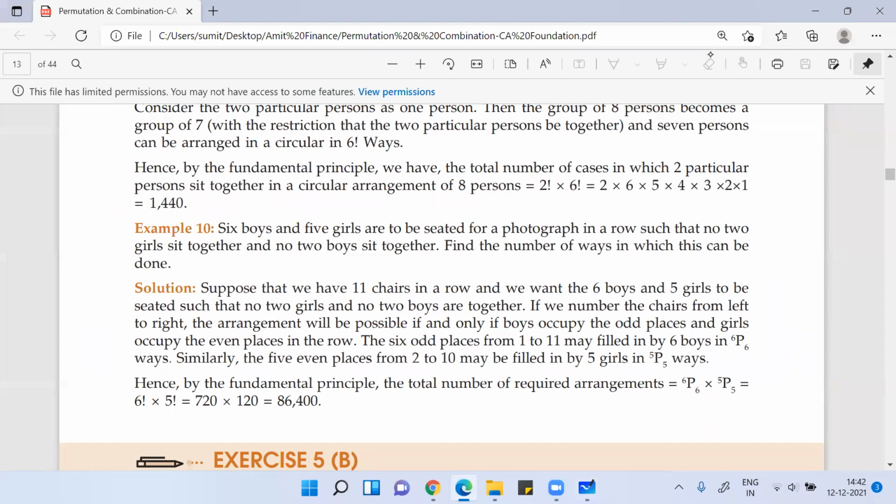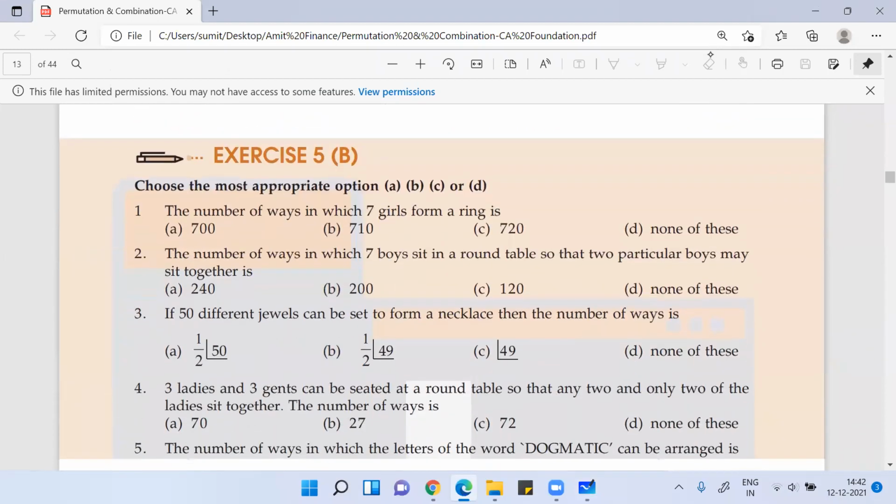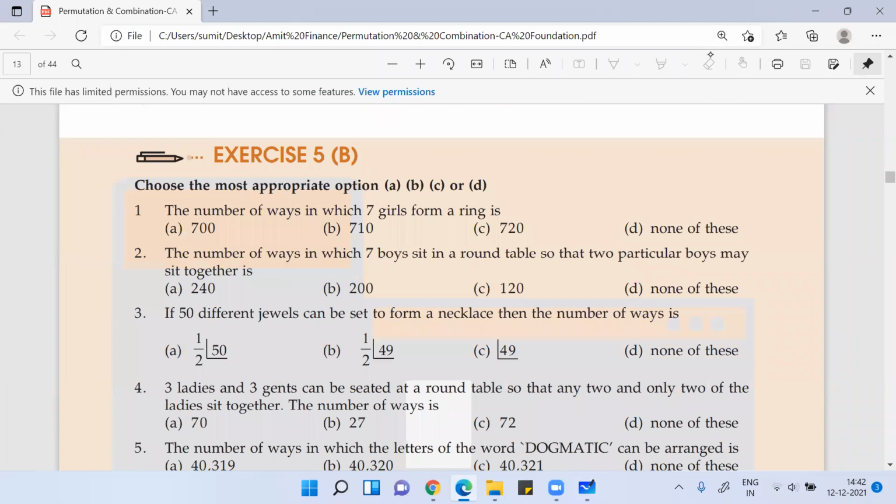Now we'll try to do exercise 5B. Number of ways 7 girls form a ring. Already I told you, 6 factorial, 720. Question number 2, number of ways in which 4 boys sit at a round table so that 2 particular boys always sit together. So this would be how much? 6 boys, 5 factorial into 2 factorial means 240 should be the answer.